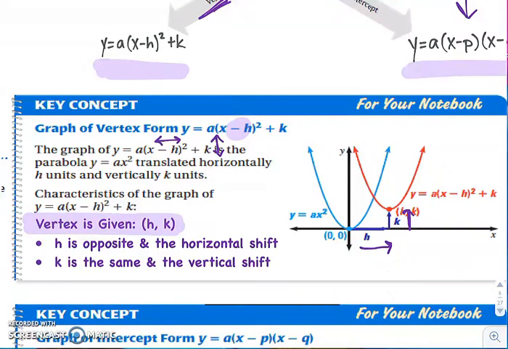And then your k, or your vertical shift, is always the same. So if it's plus, it's going to be up, and if it's minus, it's going to be a downshift. So let's look at doing an example together.